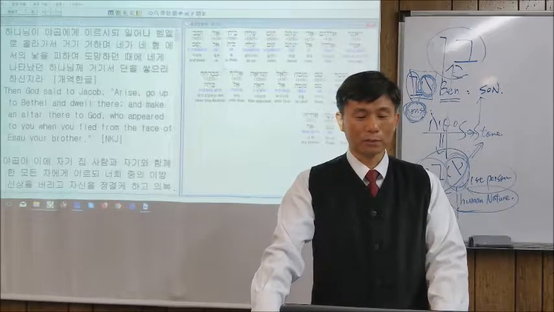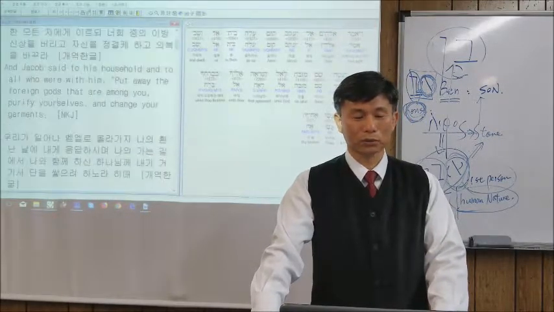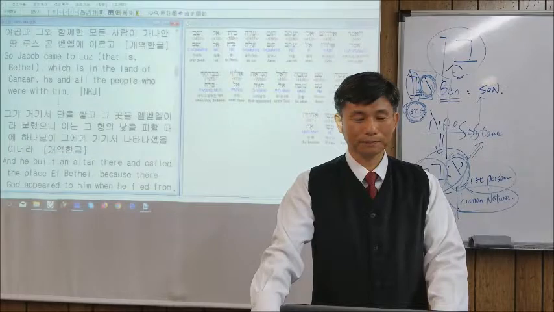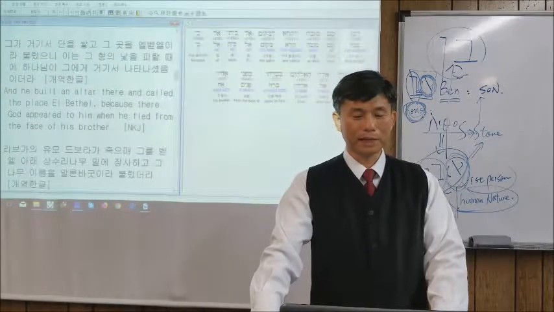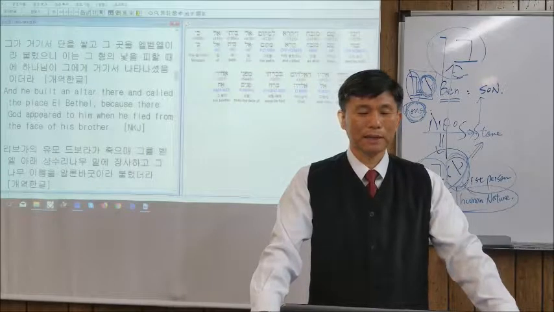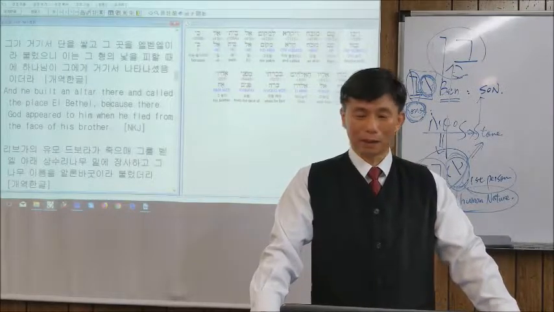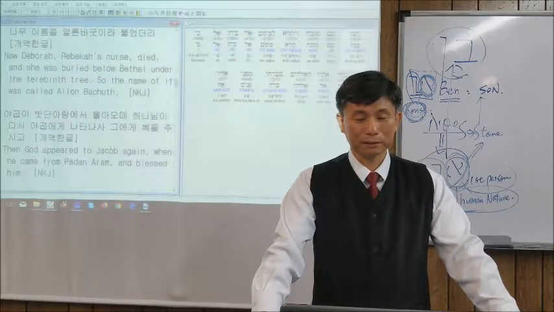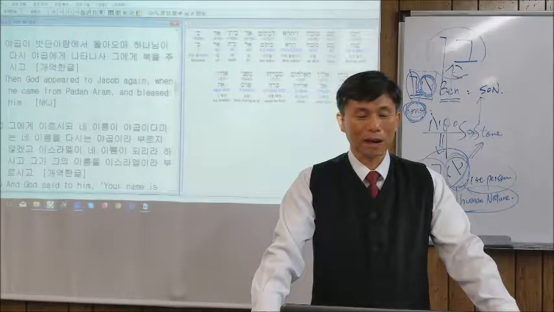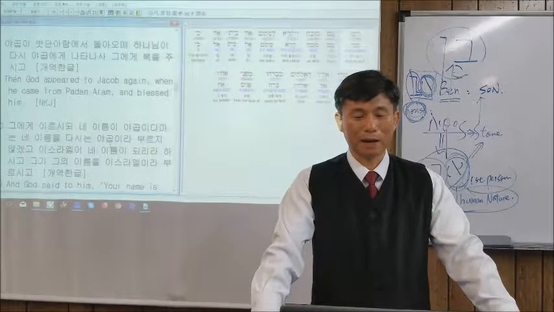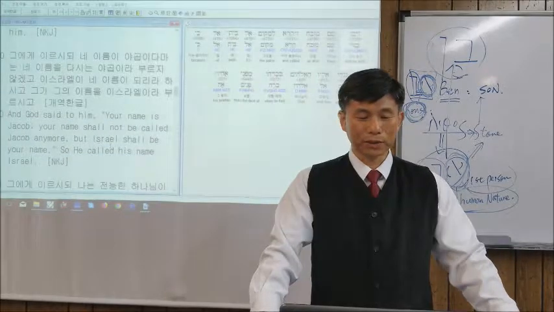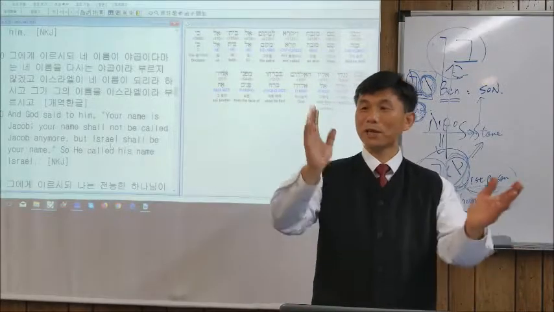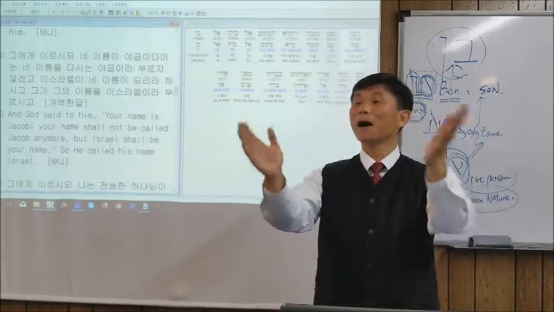And then your brother. So now he's on the way to go to who? His uncle's house, right? And then here, verse 7, and he built an altar there and called the place El Bethel, right? House of God, right? Because there God appeared to him when he fled from the face of his brother. And then God appeared to Jacob again when he came from Paddan Aram and blessed him. And God said to him, your name is Jacob, your name shall not be called Jacob anymore, but Israel. So Jacob changed to Israel, which means he became the house of God.